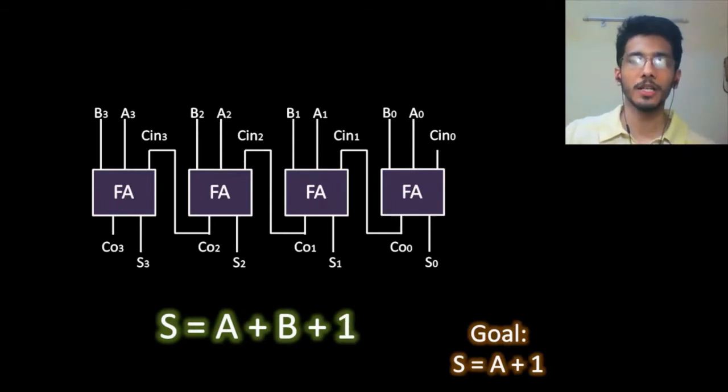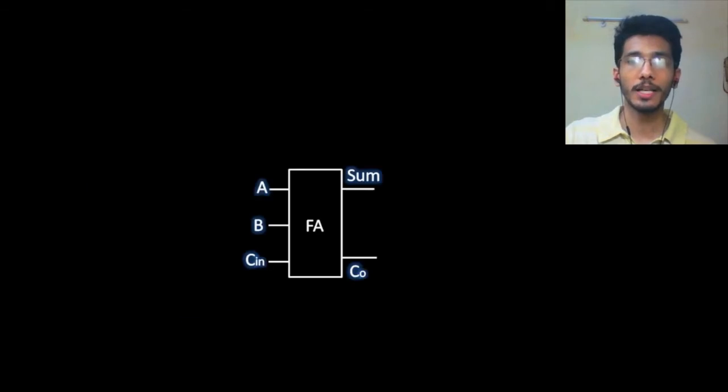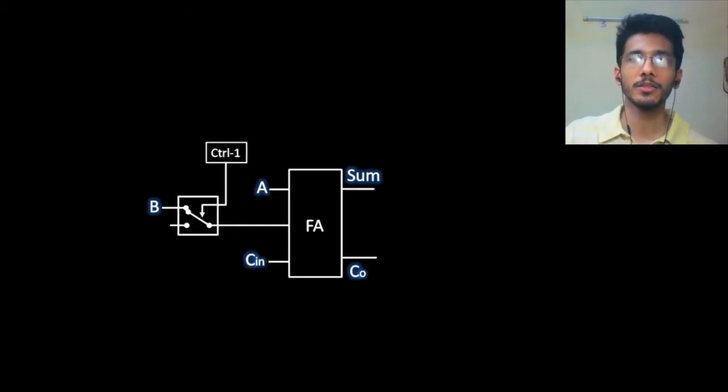Now we just have to figure out a way to set B to 0, and our final result is going to be A plus 1. So for that, I took my full adder circuit and I added an extra relay in front of the B input, and I labeled the coil as control line 1. Normally the B input is connected to the full adder, but if I activate this relay, the B gets disconnected from the full adder and the input always stays 0.